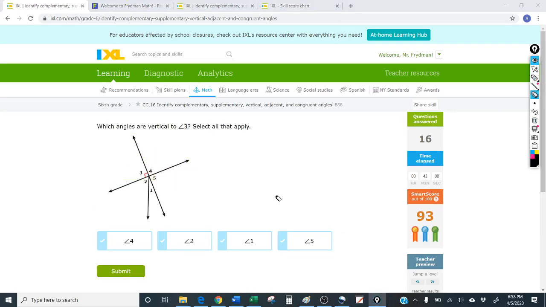All right, which angles are vertical to angle 3? Okay, we've done vertical angles so much now, right? So here's angle 3, which is made from this line and this line, and we can see that angle 5 is on the opposite side. So angle 5 is vertical to angle 3.